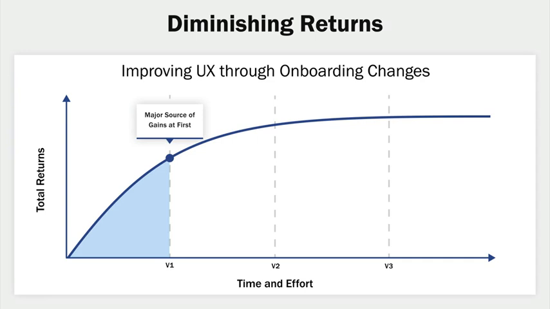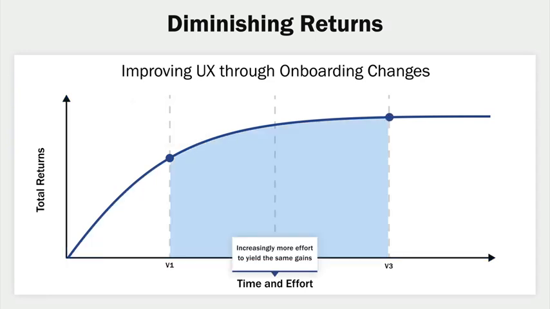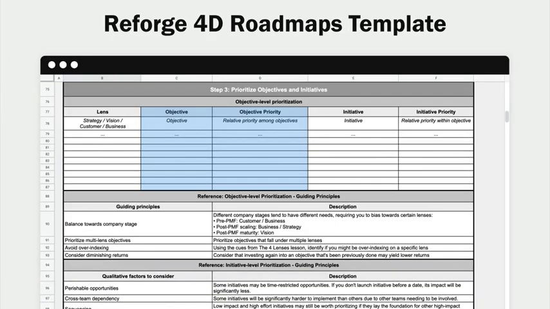For many companies, improving new user experience through onboarding changes tends to be a major source of gains the first few times it's worked on. However, after your initial couple of optimizations, it takes increasingly more effort to yield the same gains. Armed with this information, do an initial prioritization of your brainstormed objectives in your Reforge 4D Roadmaps template.